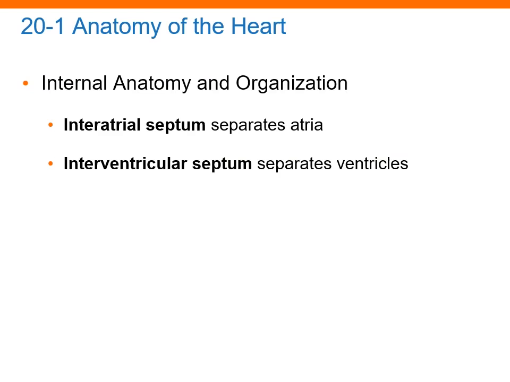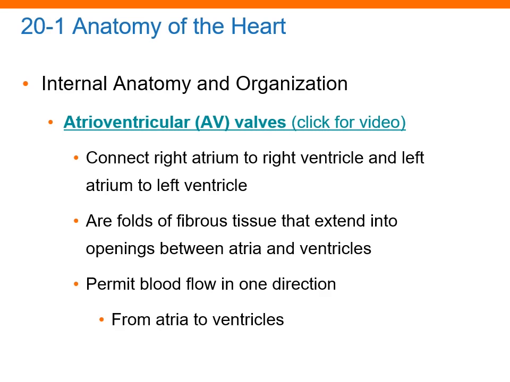So now we'll cover the internal anatomy and organization of the heart. There's an interatrial septum, which separates the atria. There's an interventricular septum, which separates the ventricles. Also inside the heart are the AV valves, which I already alluded to before. There is a video link there, but that takes you to an external website. So if you'd like to do that on the PowerPoint that I'm uploading to D2L, feel free to do that. We will cover that multiple times, so it's not critical to view.